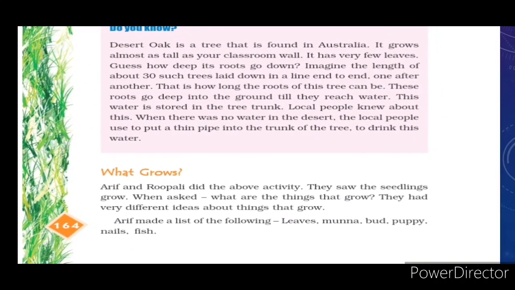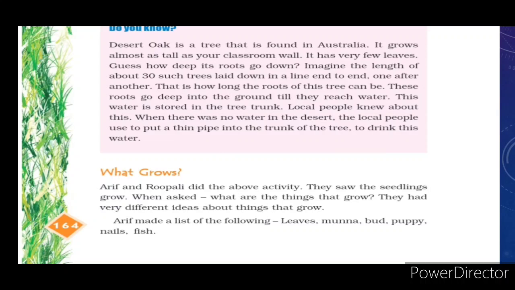Now, like the roots, what are the other things we can observe that can grow? Arif and Rupali did this activity. They saw the seedlings grow. When asked what are the things that grow, they had different ideas. They can see the seeds can grow, the roots can grow, the tree can grow. But apart from this, when asked what other things can grow, they told the names of several things. Arif made a list of leaves, mahua, bird, puppy, nail, fish, all those things are growing. Your hair is growing, nails are growing, you are even still growing.